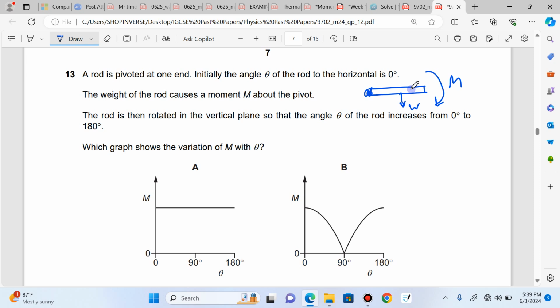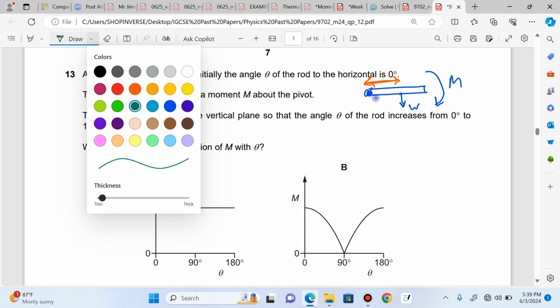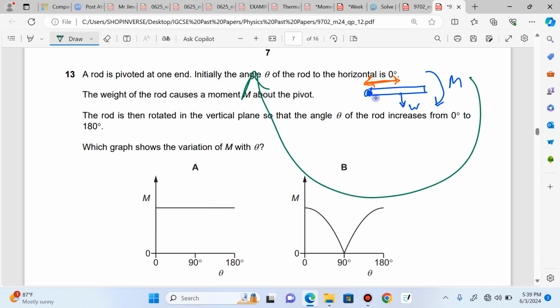So when theta was 0 degrees, what was the moment? You see the distance is large. Let me use red to represent the distance, the perpendicular distance between the point where the force is applied and the pivot. Now, when the rod is in the vertical position, it has rotated 90 degrees. The weight acts along the center of gravity, hence the distance between where the weight acts and the pivot is 0. At this point, the moment becomes 0.